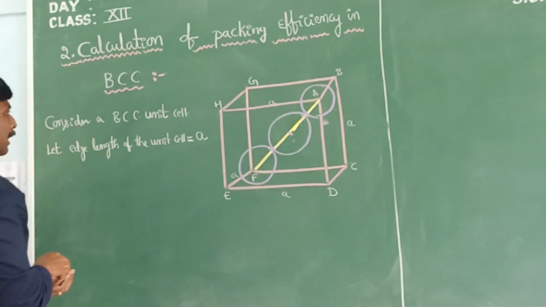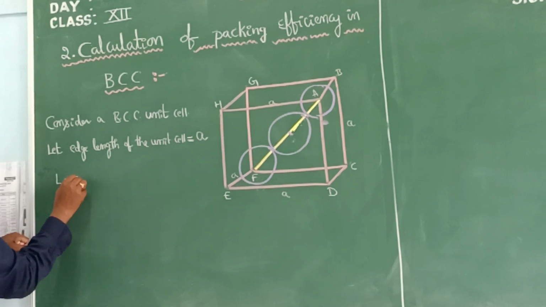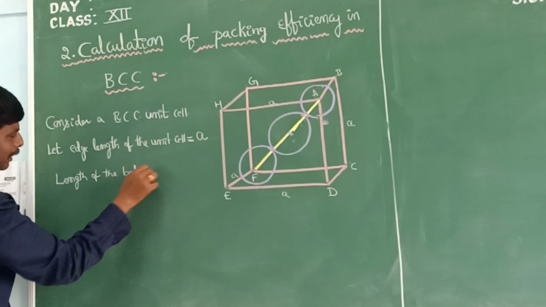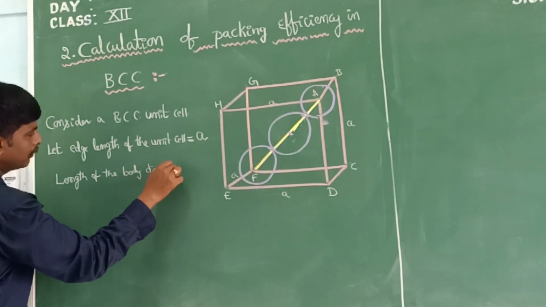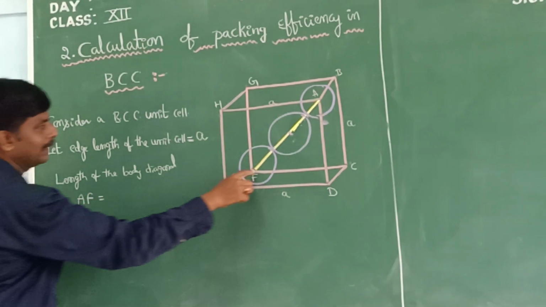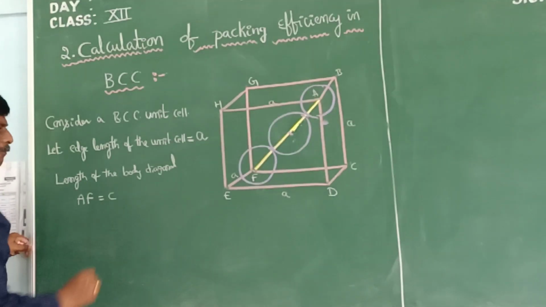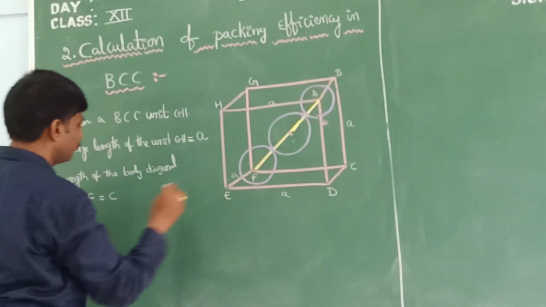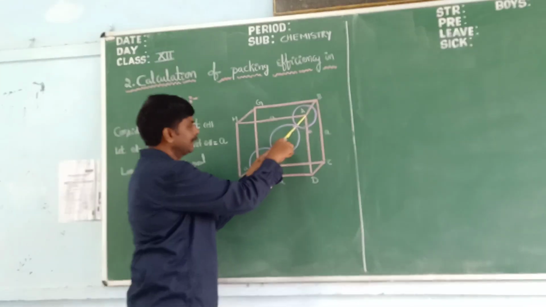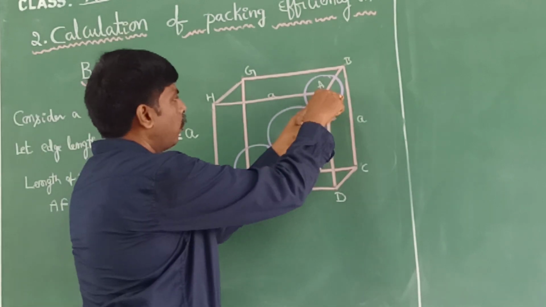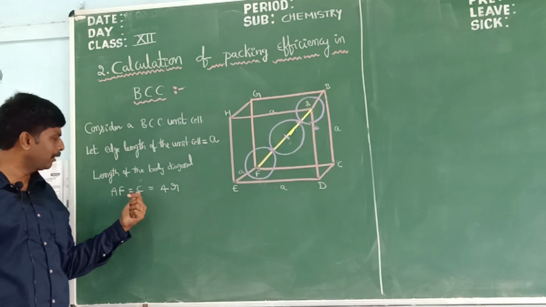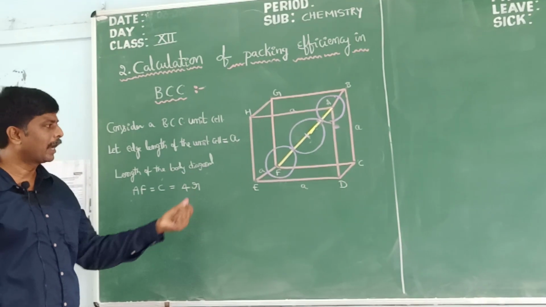Now, the length of the body diagonal. What is the body diagonal? In these letters, AF is the body diagonal. Let AF be equal to C. That is equal to 4R, because this is one radius, this is one more radius, 2, 3, 4. So, the total length of body diagonal AF, C, is equal to 4R.